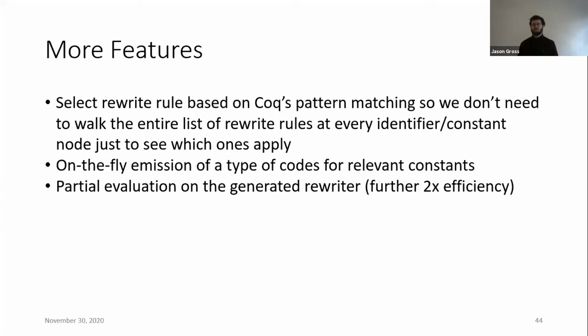I haven't seen this done elsewhere in the literature. And finally, we gain another factor of about 2x by partially evaluating the generated rewriter itself using Coq's built-in mechanisms for partial evaluation. This adds a little bit more upfront cost, but it seems worth the 2x efficiency on every run that generates the code that we want to generate.